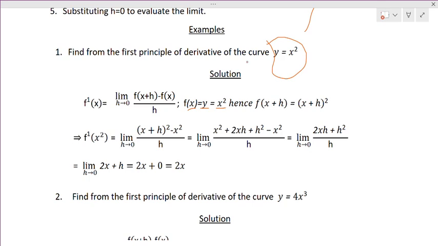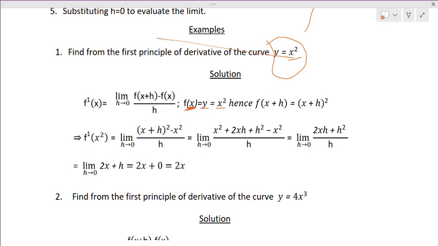So we are saying that let our f of x be equal to y, which is equal to x squared. So we are having our f of x to be what? X squared. Okay? And if our f of x is x squared, then what is f of x plus h? Right? So our f of x plus h is where we substitute x plus h in place of this x here.